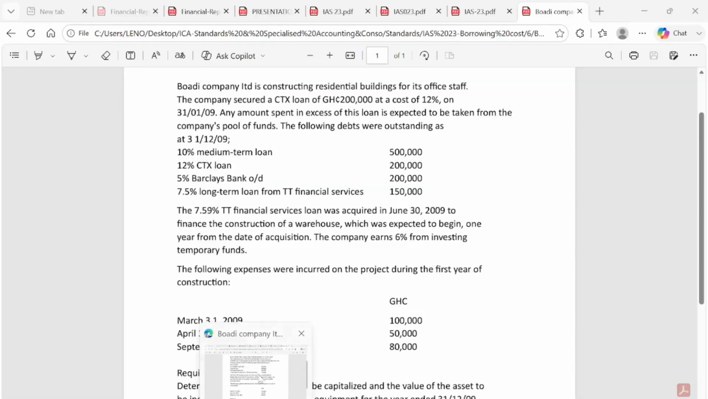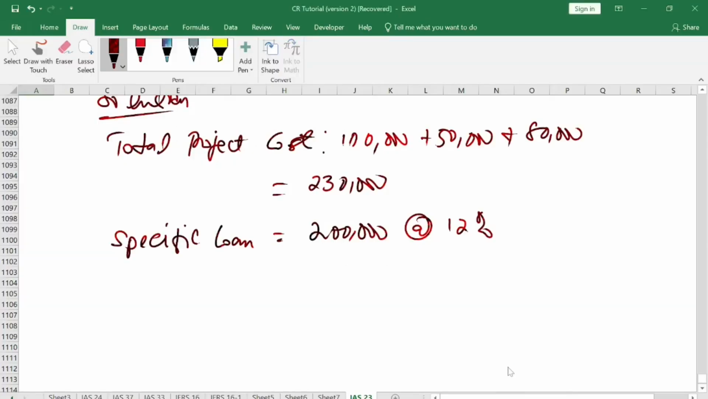It is in there. You can see it here. They said that any amount spent in excess of this loan is expected to be taken from the company pool of funds. So you are taking it from the pool of funds of what? Of the company. So here, the specific loan is 200,000, but the total project cost is 230,000. So how much do you have left? You have 30,000 to what?